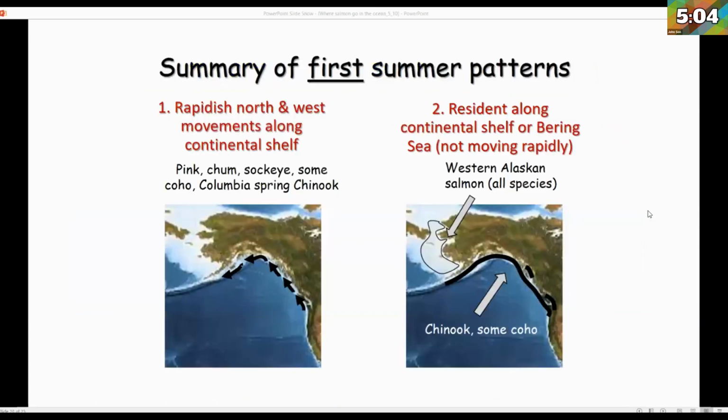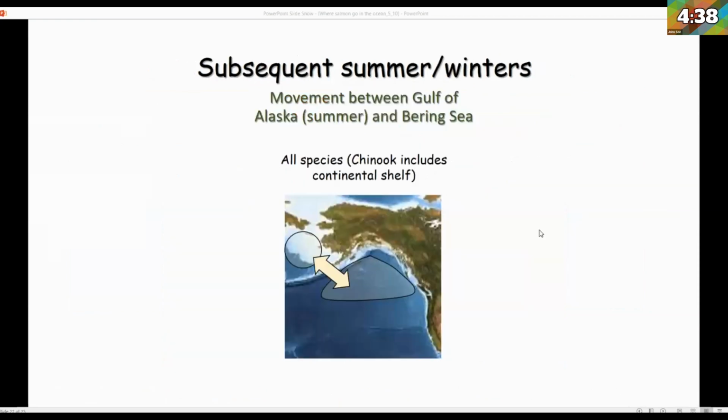So just to summarize what I've told you, there really seem to be two patterns for the first summer. One is this rapidish movement along the continental shelf as they're moving north and west. This is by most species. And then this resident pattern along the shelf or in the Bering Sea. This is true for most Western Alaska salmon species, as well as Chinook and Coho that are along our shelf on North America. The subsequent winters and summers, they're moving between the Gulf and the Bering Sea.